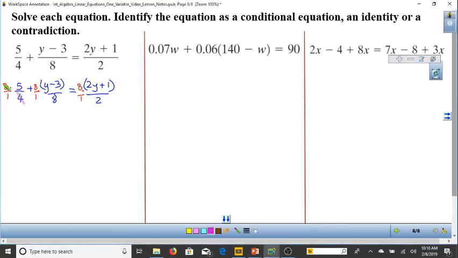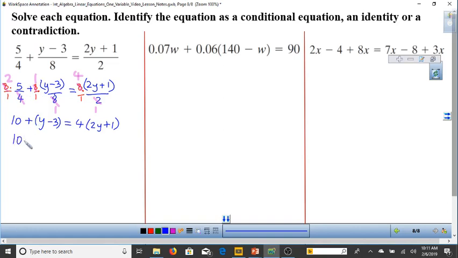So this 4 goes into this 8, leaves 2. This 8 cancels this 8, leaving 1. And this 2 goes into this 8, leaving 4. So we end up with this equation here: 2 times 5 is 10 plus y minus 3 is equal to 4 times 2y plus 1. Now I'm putting this in parentheses because I had it there, and if this was a minus, that would have mattered. But since this is a plus, it doesn't change anything.